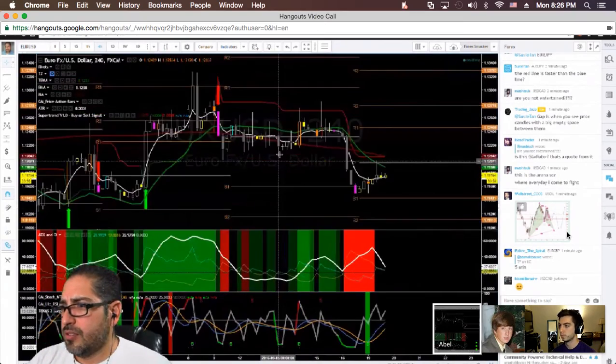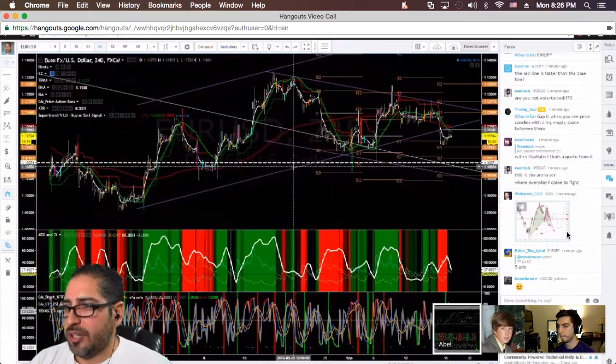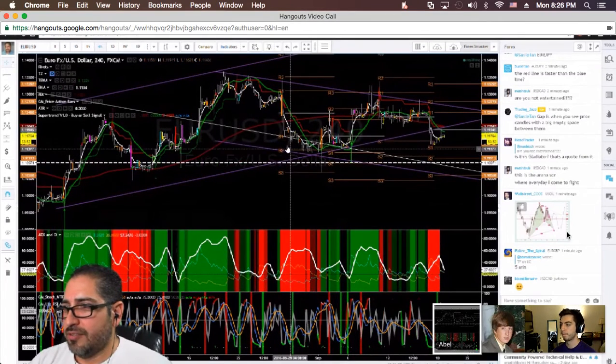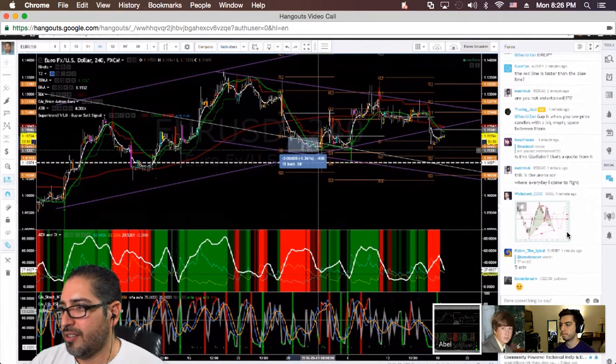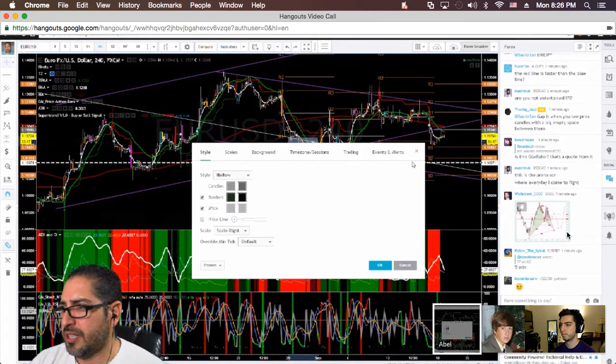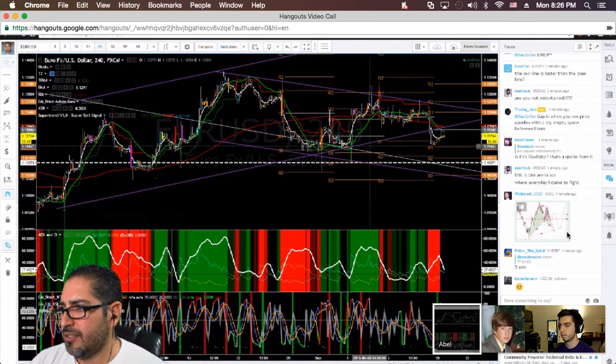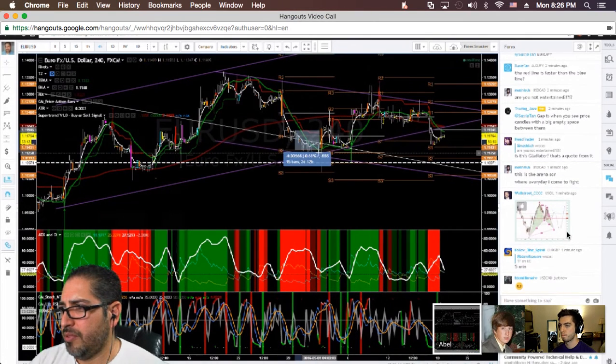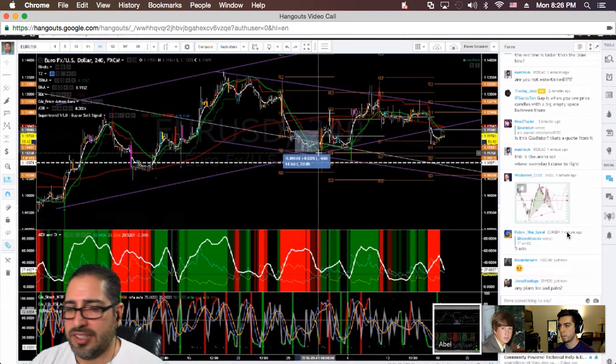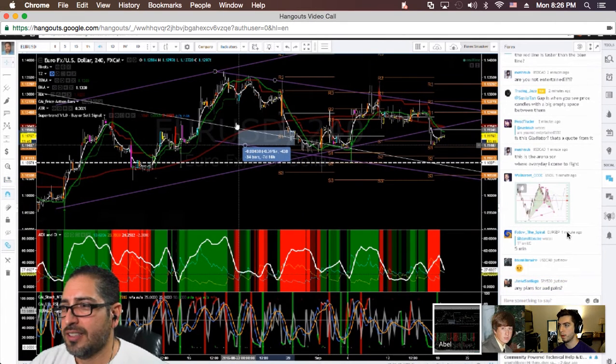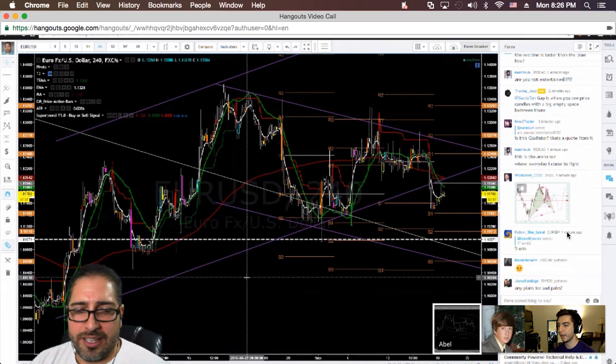If you look at this thing, there's just so much sideways action. It literally takes from here to here, that's 3 days, and it only moved 60 pips in 3 days. Yeah, screw that. I ain't trading that.